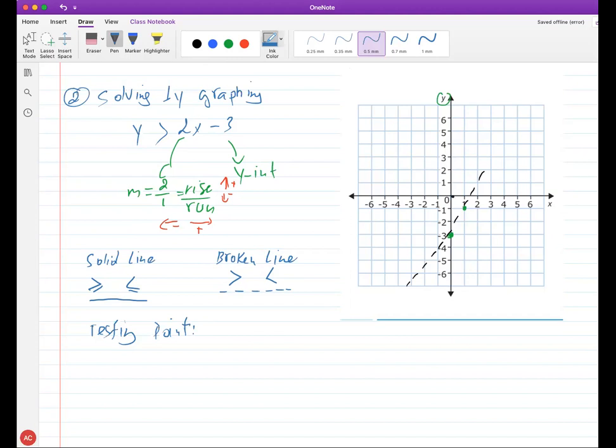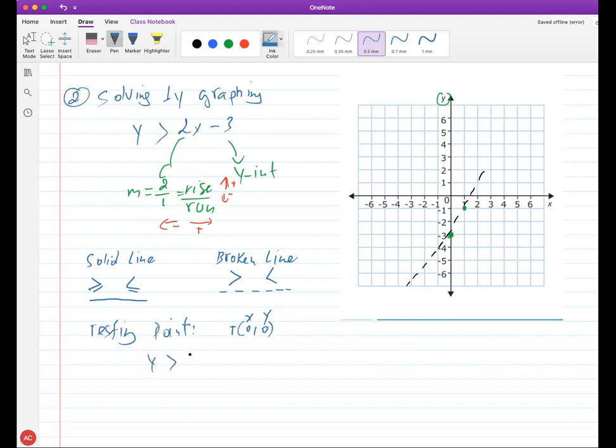What are the coordinates of this point here? The center of the graph. What are the x's and y's? That point is simply 0, 0. The center of the graph has these coordinates. Both x and y are 0. We're going to take that point, plug it here and see what we get. Based on the result, if it's a true result, we're going to shade this side. If it's false, we're going to shade the opposite side of this point, which is basically here.